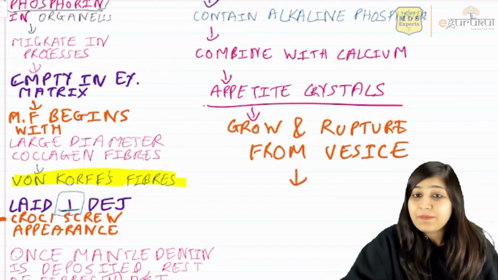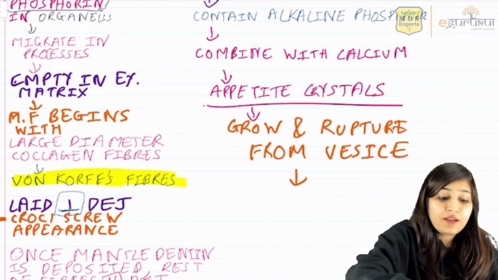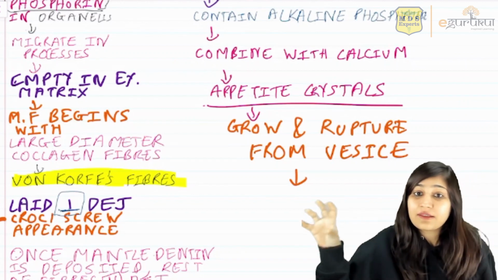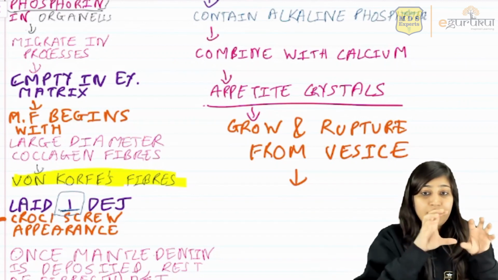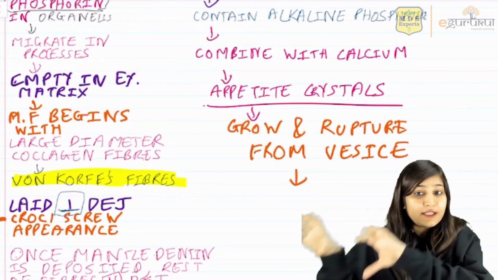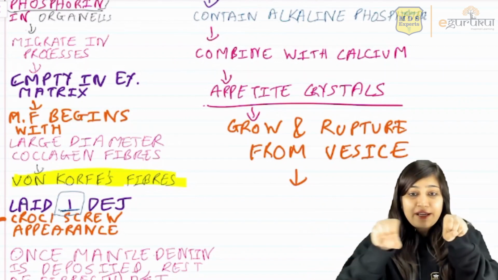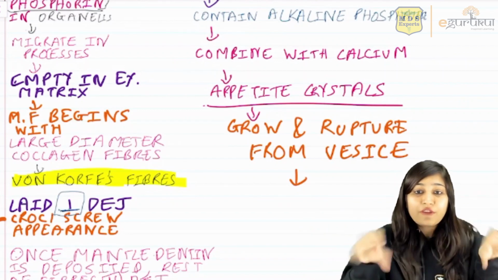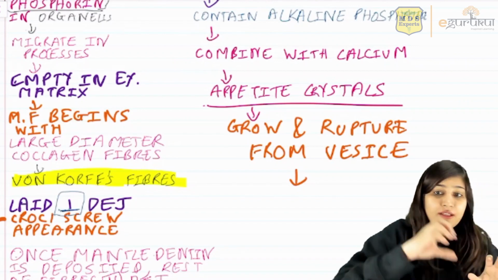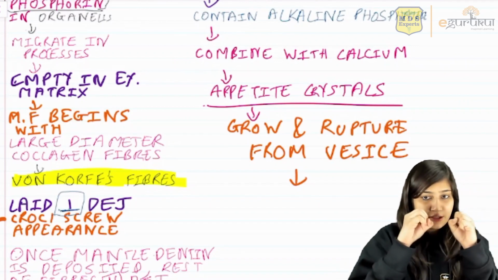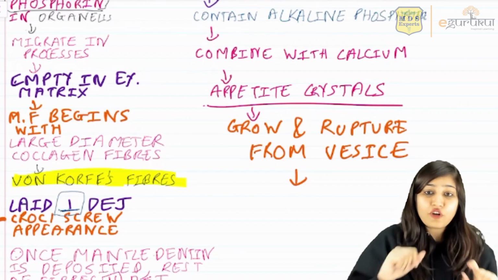Now once they rupture, in the same way another cluster of crystals may be formed. Here one crystal, here one crystal, and here. Then these crystals will finally fuse together and form a uniform matrix. This cluster, they will fuse and form a uniform matrix.